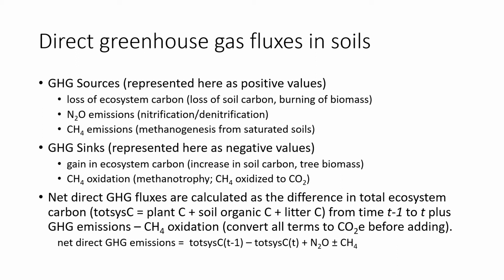So net greenhouse gas emissions in equation form is total system carbon C at time t-1 minus total system carbon C at current time t plus N2O emissions plus CH4 emissions minus CH4 oxidation. So when there's less carbon at time t-1 than at time t, those first two terms, total system carbon at time t-1 minus at time t, is a negative term. So that means there has been a gain of carbon in the ecosystem. It's pulling it out of the atmosphere, and negative is a desirable outcome if you want to reduce greenhouse gases.